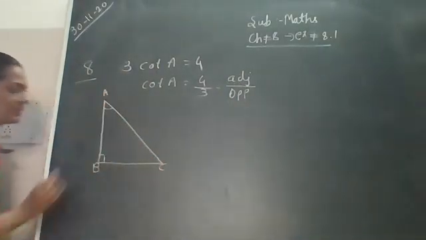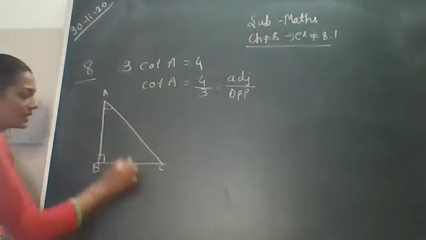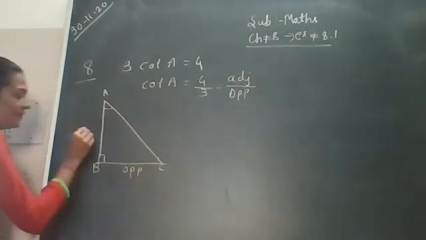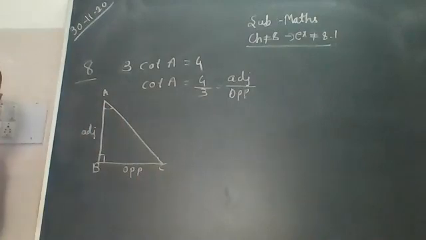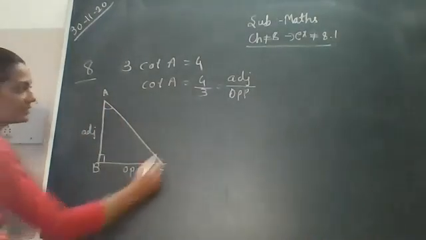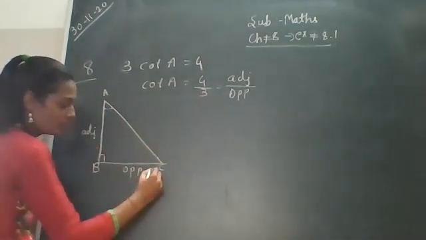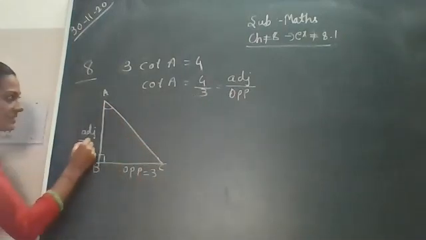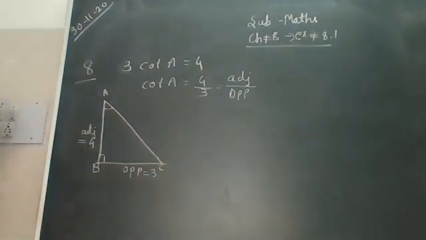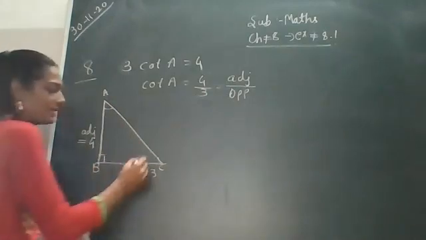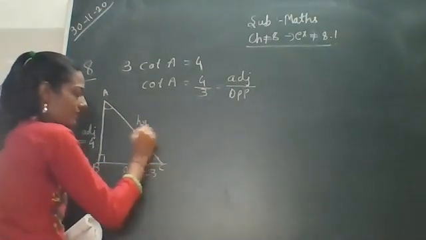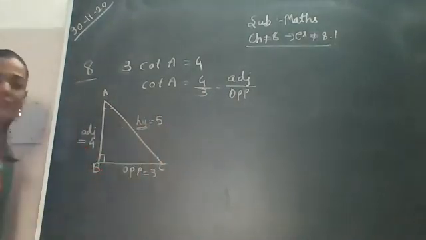B is the right angle. This will become the opposite side and this will become the adjacent side. Okay, so the opposite side is given as 3 and the adjacent will become 4. Right? Now, using the Pythagoras theorem, you have to find out this hypotenuse will come as 5.